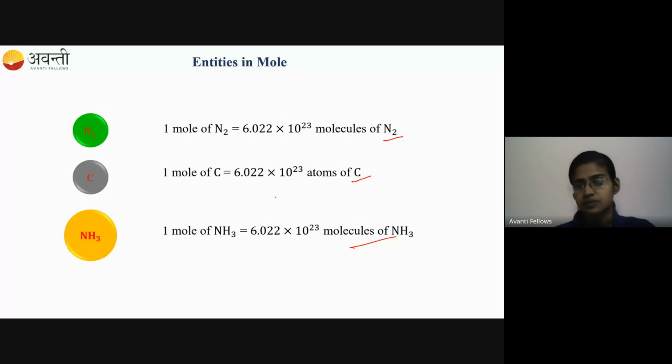Clear? Now, with this concept, we will solve one question. Shall we move on to the question? Any doubt from the mole concept for anyone? Students who have joined late, we are dealing with the mole concept now. 1 mole is equal to Avogadro number of particles. That is what we have discussed, and we have discussed the definition for mole. Now, we will move on to this question.